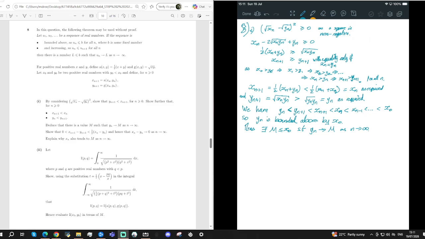Okay, carrying on then. Show that 0 is less than, so certainly xn plus 1 minus yn plus 1 is greater than, or the x's are bigger, is greater than yn plus 1 minus yn plus 1. I've made that smaller, equals 0. So certainly this thing is bigger than 0. So that's one side of it. And the other side. So how am I going to show that other side?